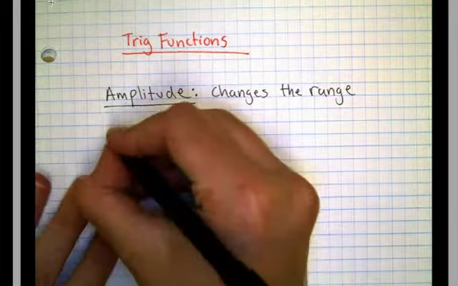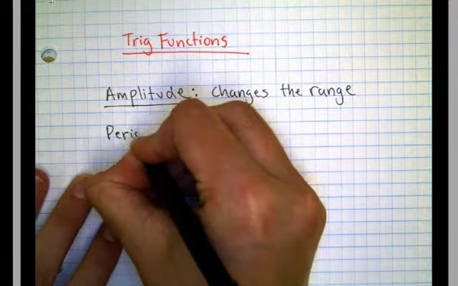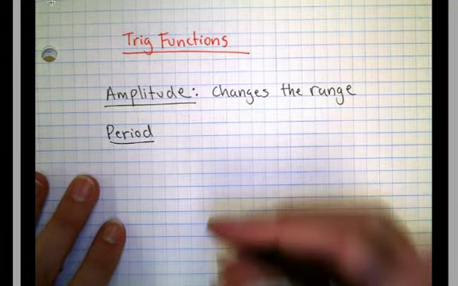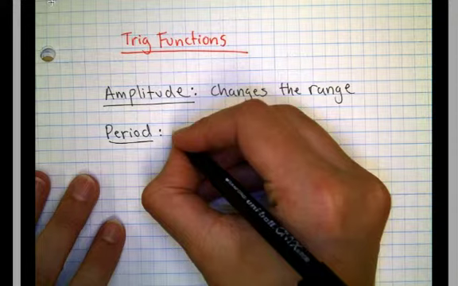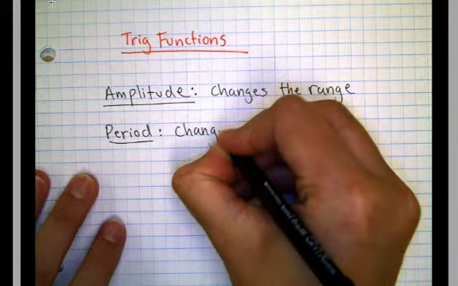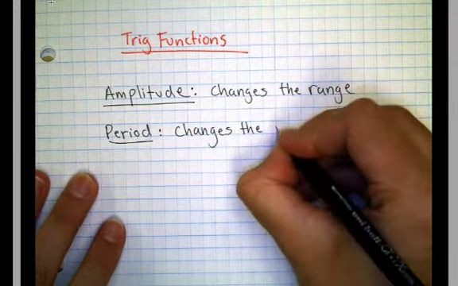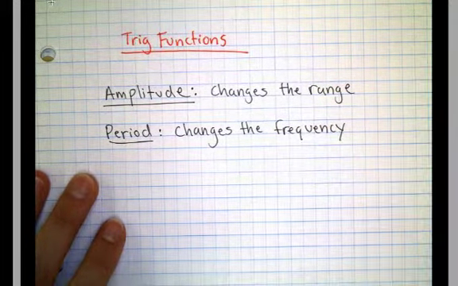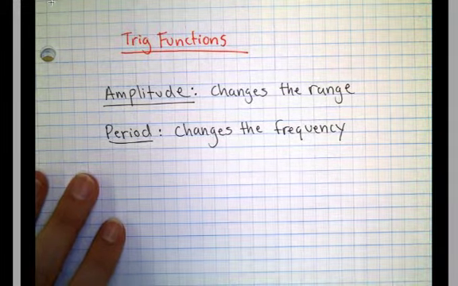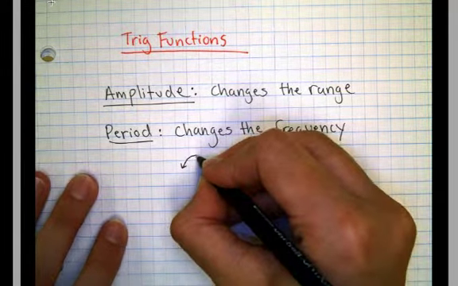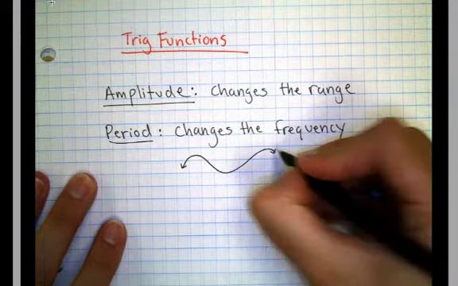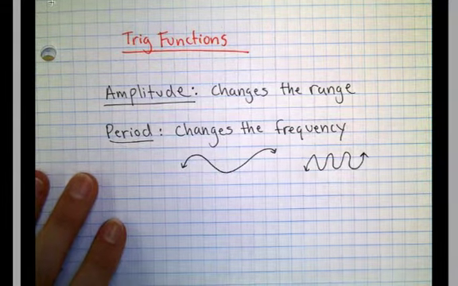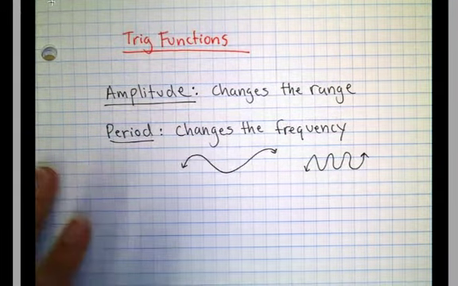Then we got something called the period. And this changes the frequency of the graph, or the width of the graph. So I'm going to write changes the frequency. And if it helps you think about frequency, I think of it as like, here's a stretched out curve, and then here's one that's a little faster. That's a change in frequency. So something like that. And we'll talk more about it in a minute here.